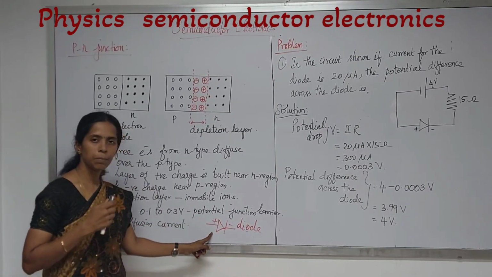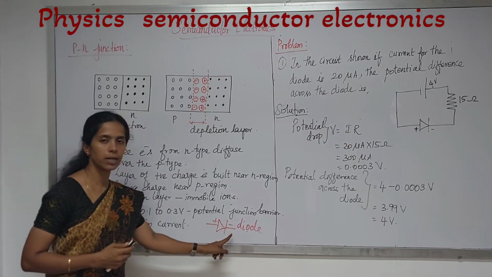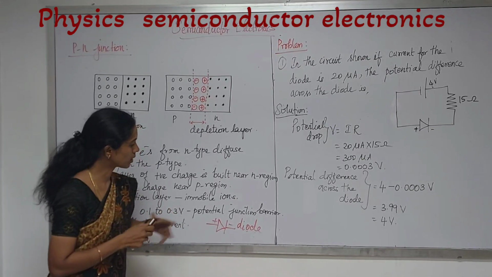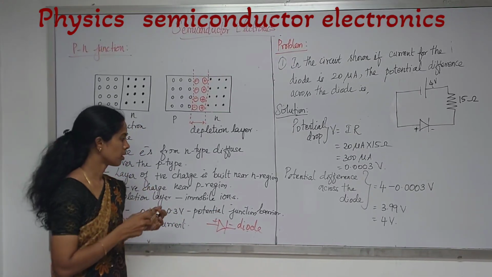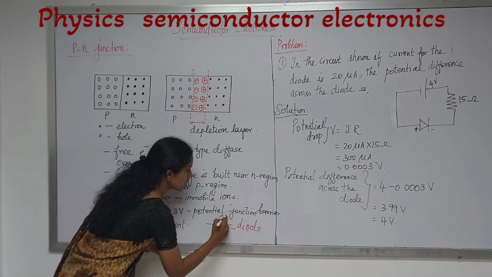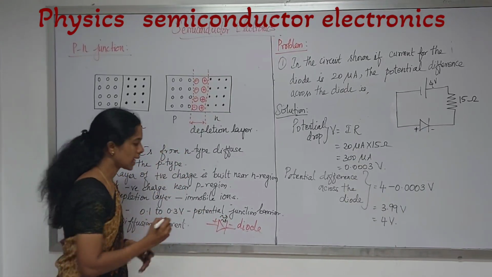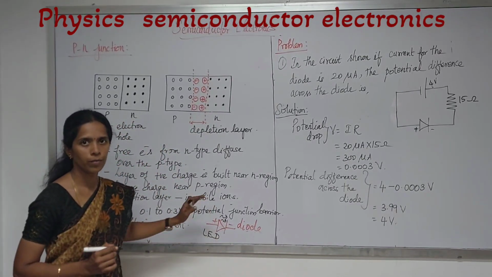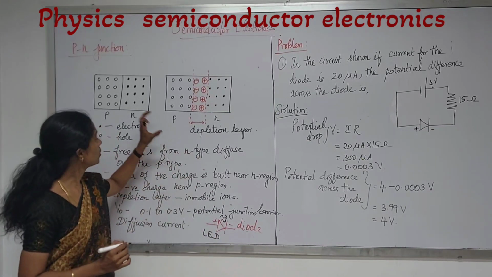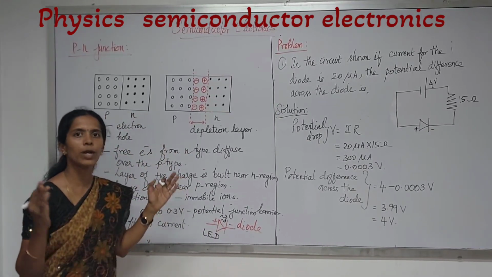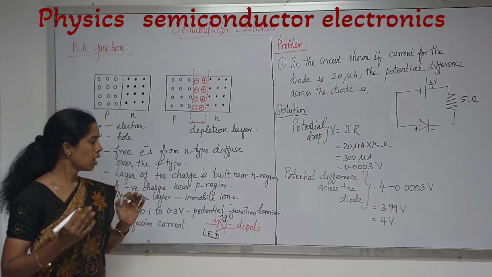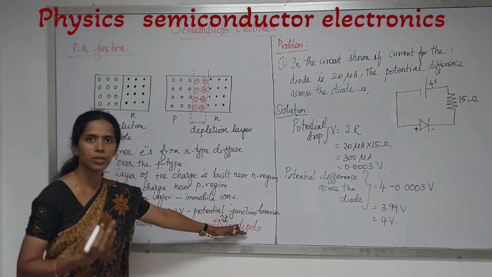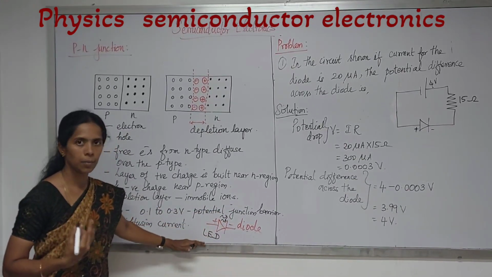This is the symbol for a diode, with a positive and a negative sign. If there is an arrow mark above it, we can call it an LED, a light emitting diode. So this p-n junction, if we take it for external application purposes, we can call it a diode, and the same p-n junction diode aspect applies to the light emitting diode.